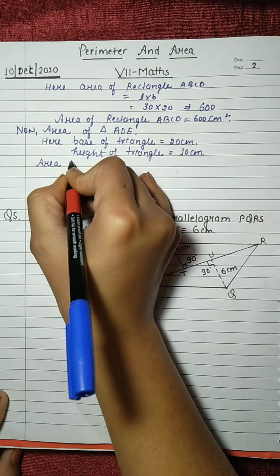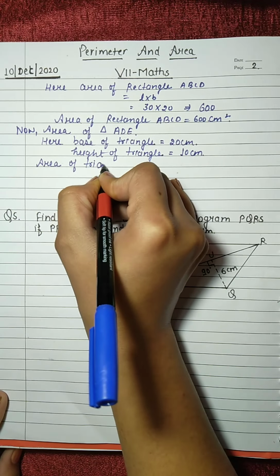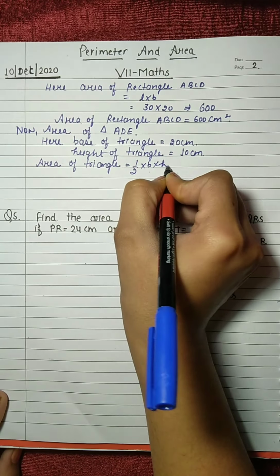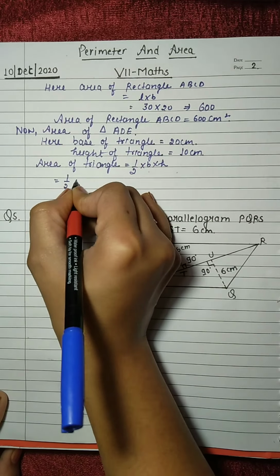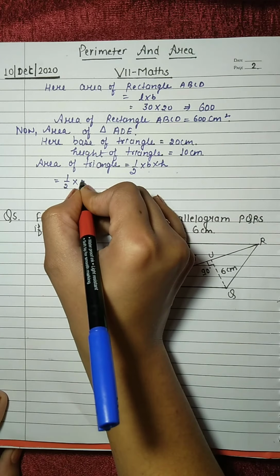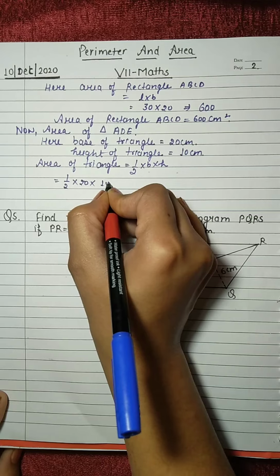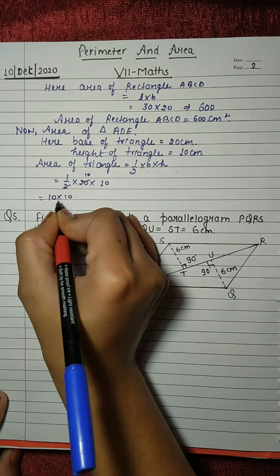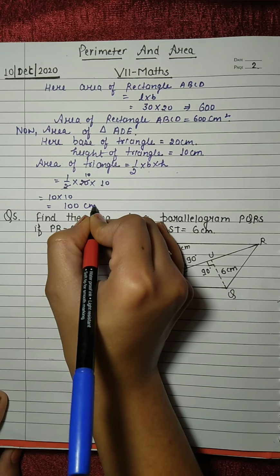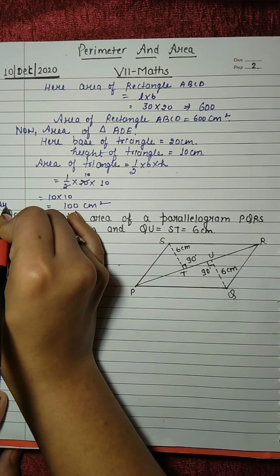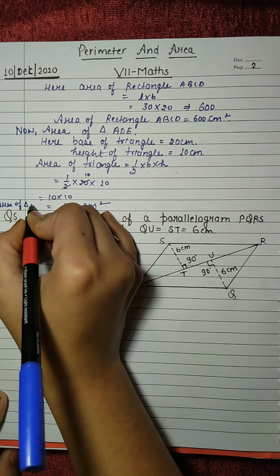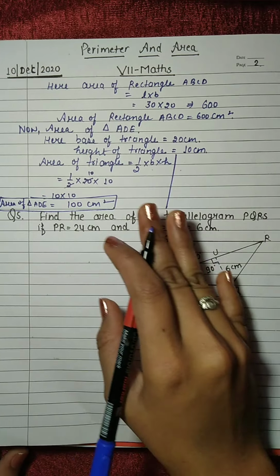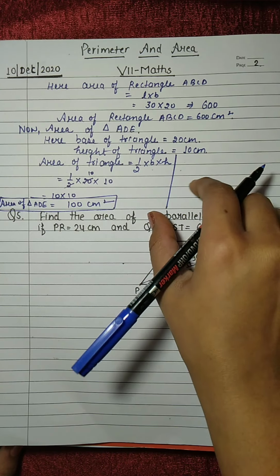So here area of triangle, that will be half into base into height. Okay students, so here half, base is 20 and height is 10. So 2 ones are 2, then 10 into 10, that means 100 centimeter square. Okay student, this is the area of triangle ADE. Okay students, so here we have to find the shaded portion.